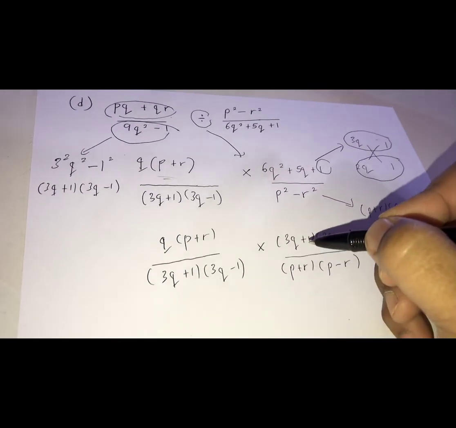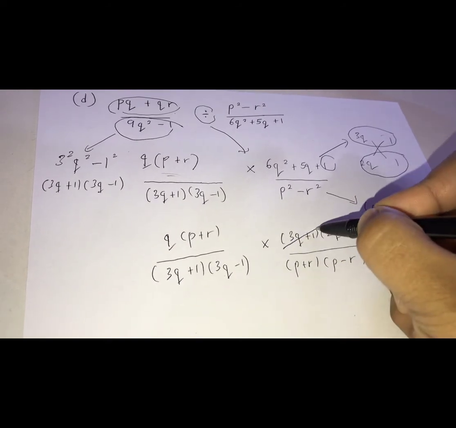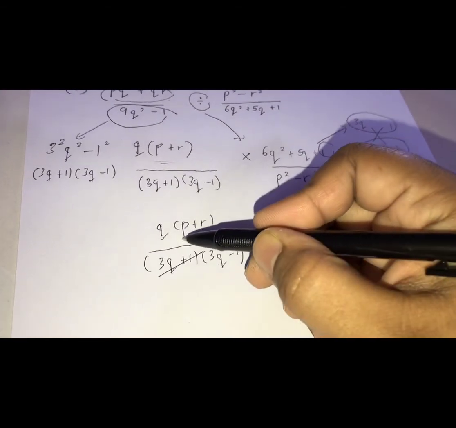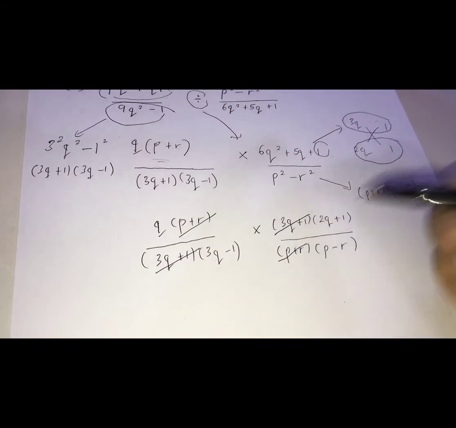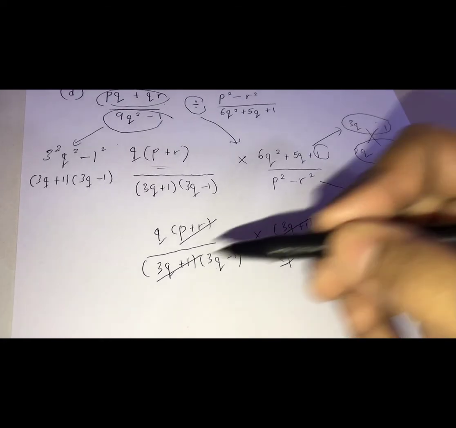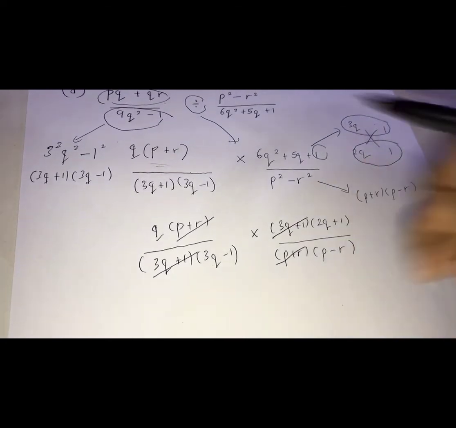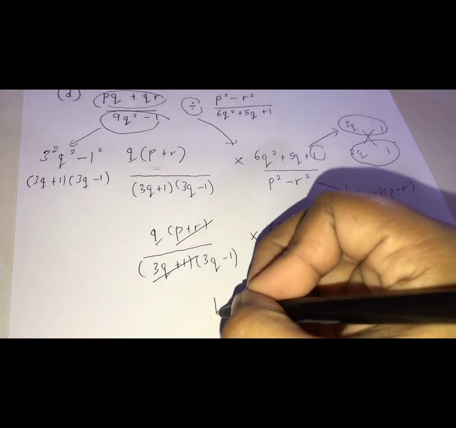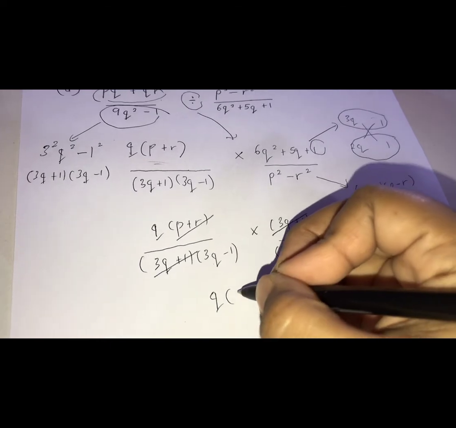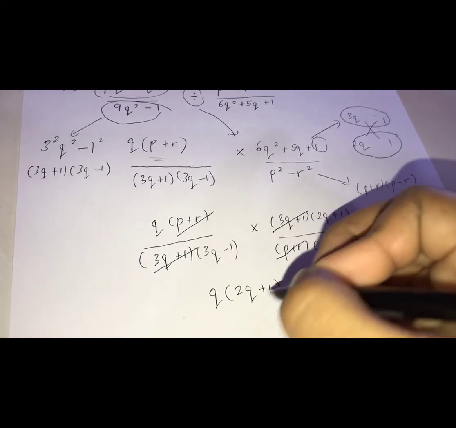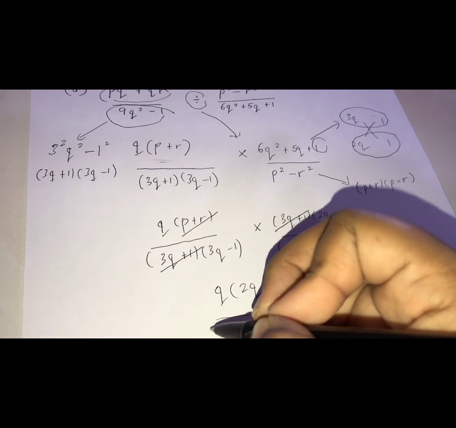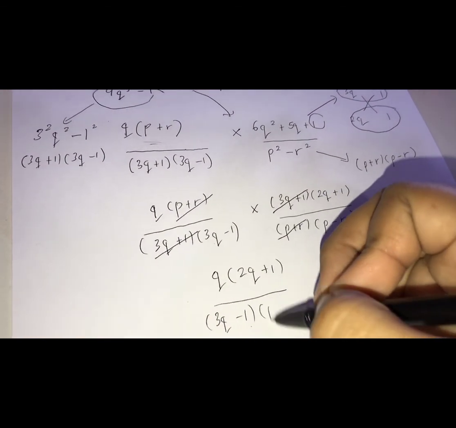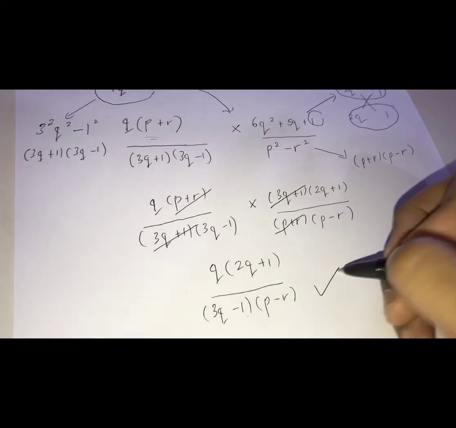Now you can cut. Which one is the same? 3Q plus 1, this one also 3Q plus 1. Cut. This one P plus R, this one also P plus R. Again, then you cannot find the same that you have to cut. Then you stop. You copy only Q times (2Q plus 1) over (3Q minus 1) times (P minus R). This one is your final answer.